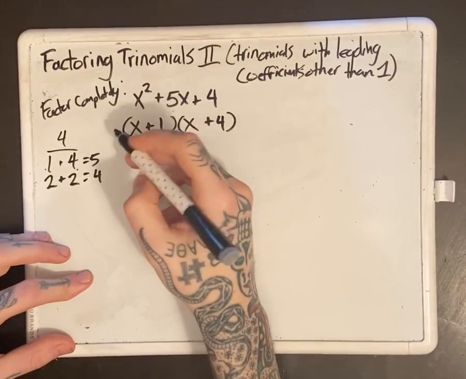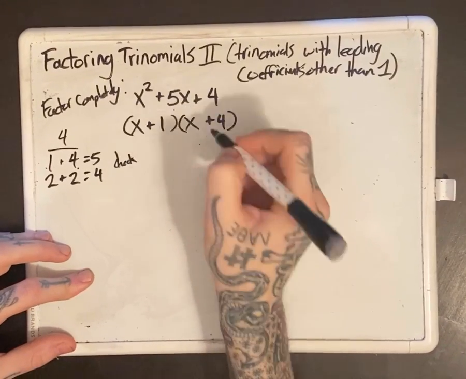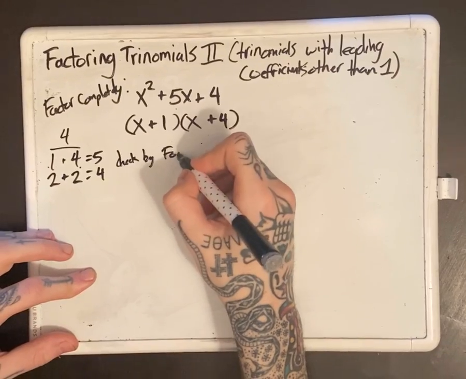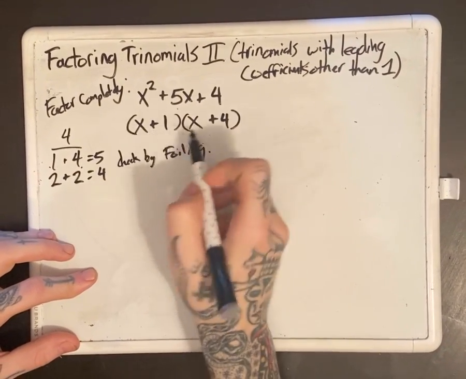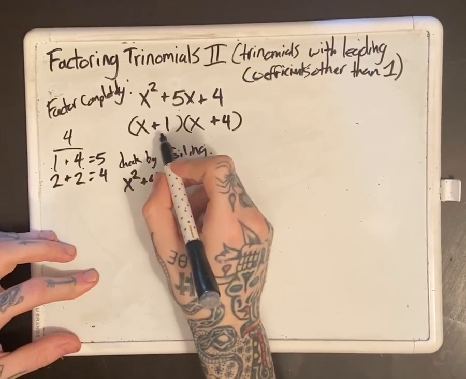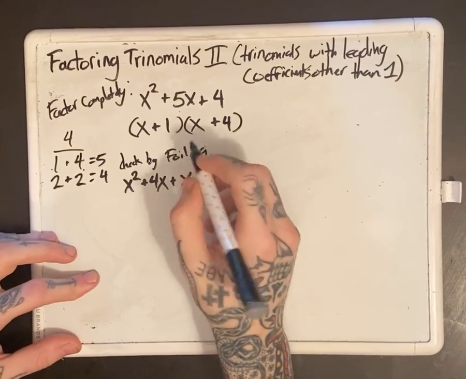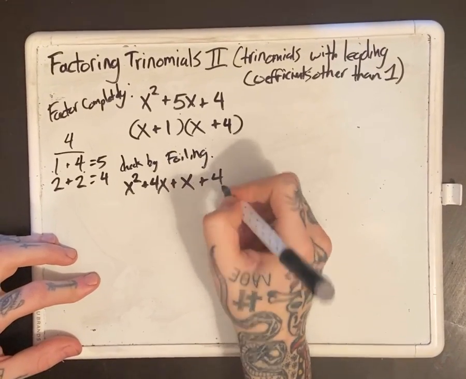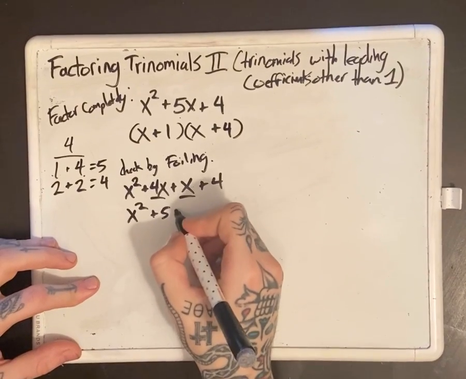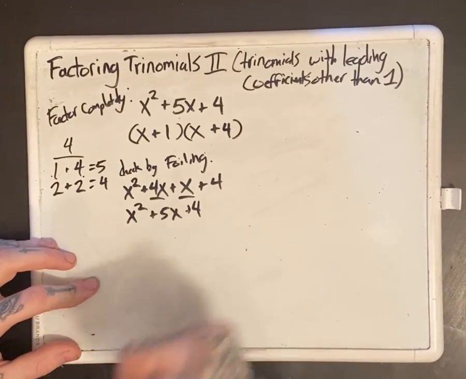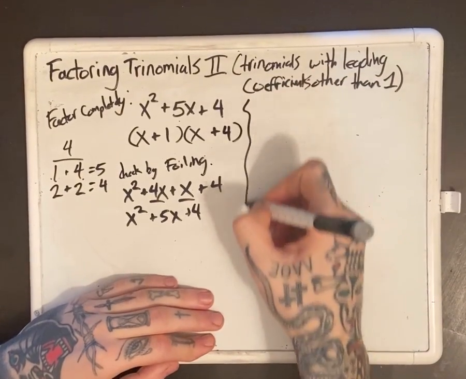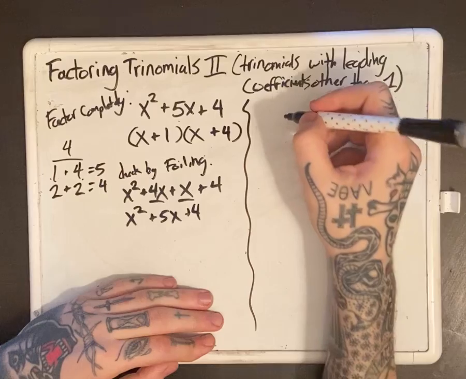And if we were unsure, we can check by FOILing again. So x times x is x squared. X times 4 is 4x. 1 times x is x. 1 times 4 is 4. We have like terms, so we add those, and we get x squared plus 5x plus 4. So we did it. Now we're going to look at a slightly different one.